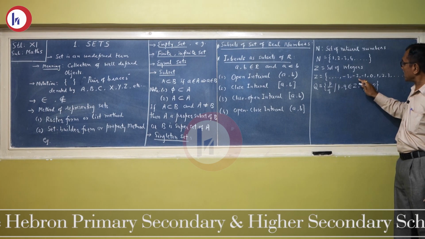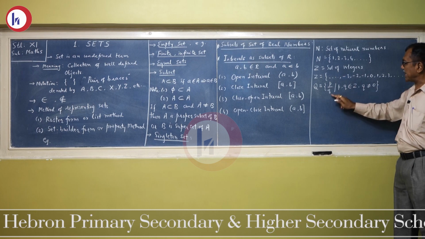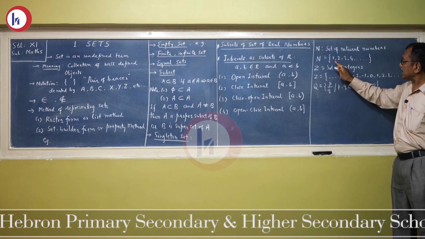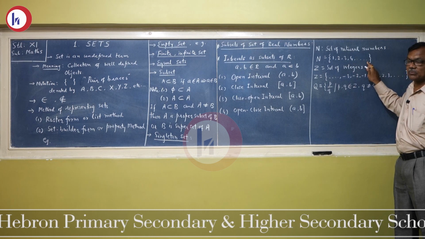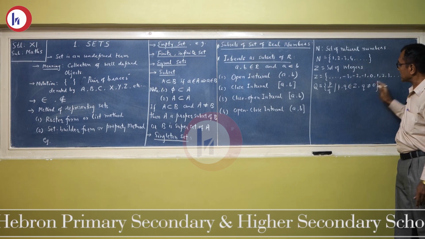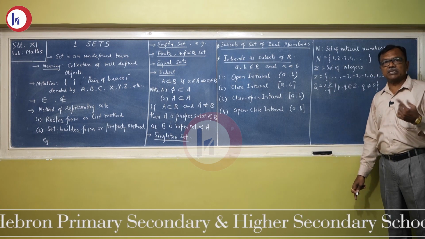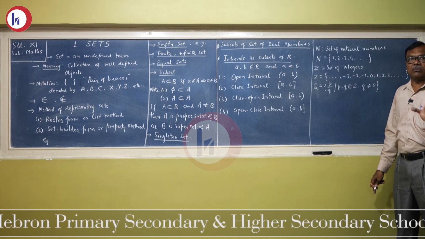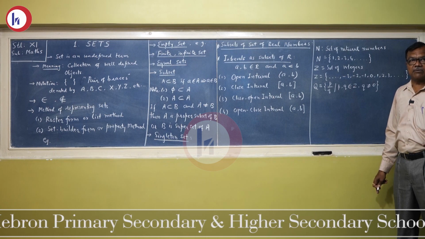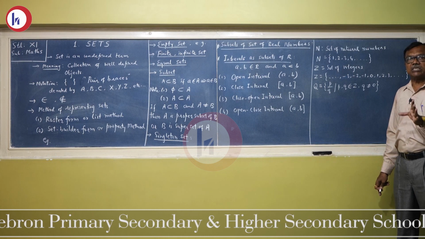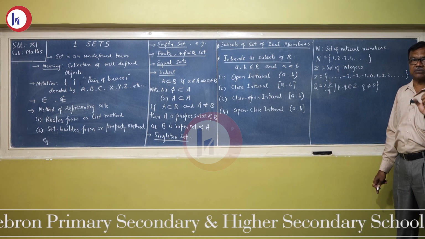So all these numbers can be put in the form of P by Q by writing the denominator as 1. So this set N is also considered as rational numbers. This is also a rational number. And other than these two, 1 by 3, 3 by 5, 1 by 7, 3 by 7, 5 by 9, 5 by 11, etc. All these numbers are in the form of P by Q. All these numbers are the set of the rational numbers.